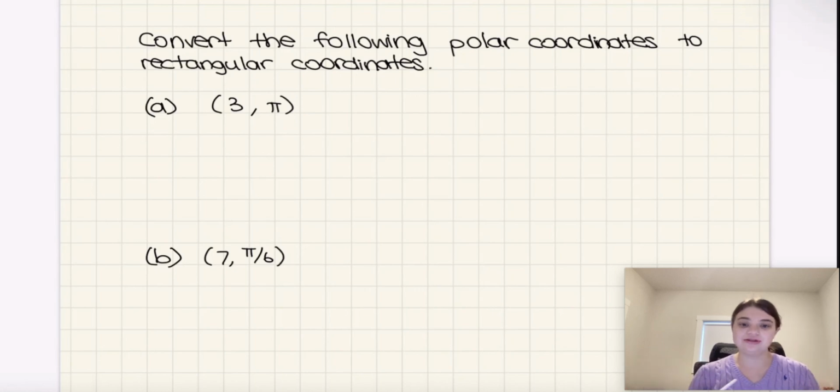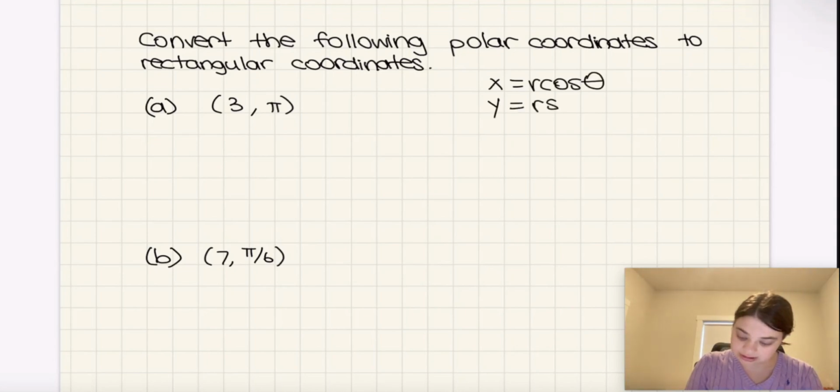Okay, so the main thing to remember when we're converting is that x is equal to r cosine theta and that y is equal to r sine theta. And the reality is we already know what r is and what theta is because the polar coordinates tell us, right? Polar coordinates are always written in the form of r comma theta.